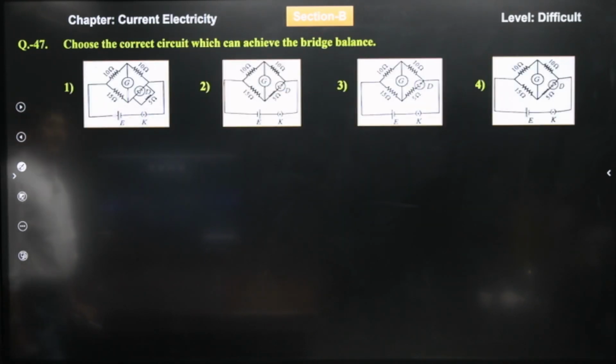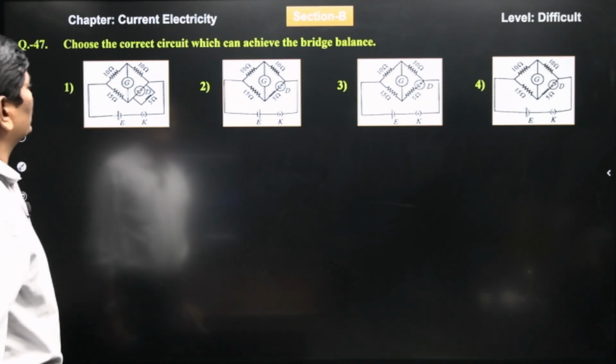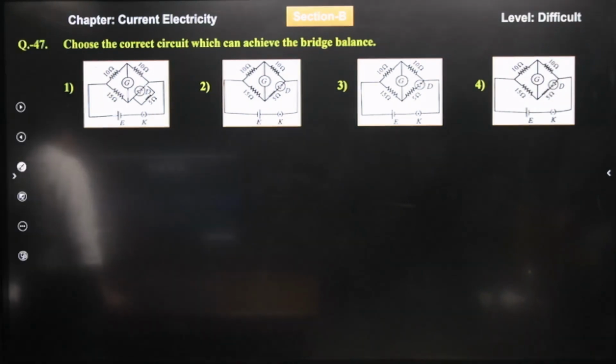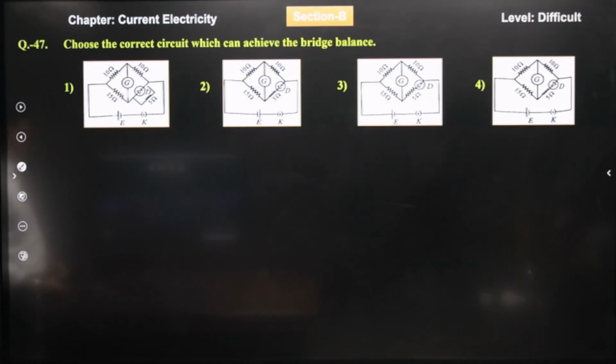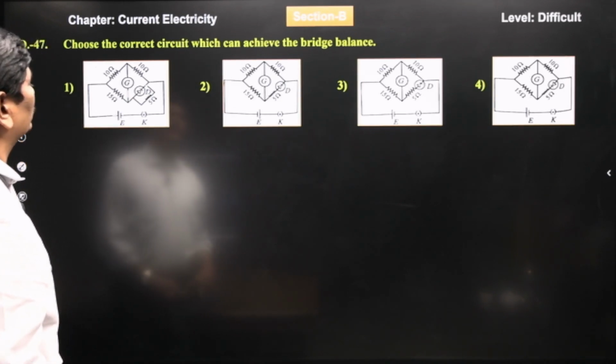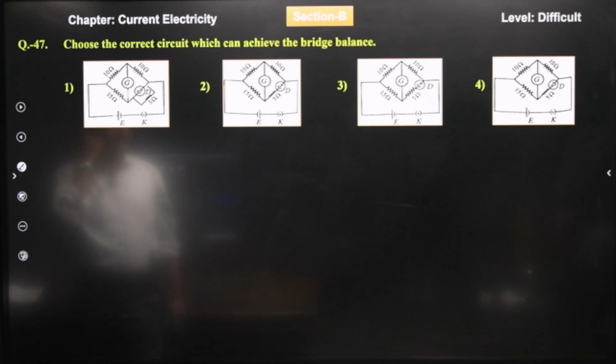Now another question from current electricity, Wheatstone's bridge. You are given the Wheatstone's bridge. See all the options. Balance condition we have to check. In which case we have the balance condition. So the next question is related to current electricity, Wheatstone's bridge balancing condition.